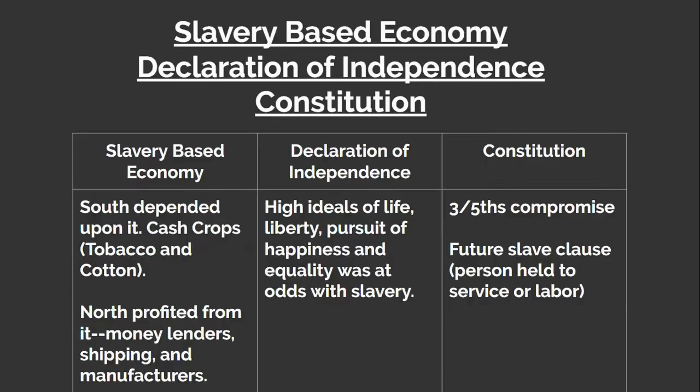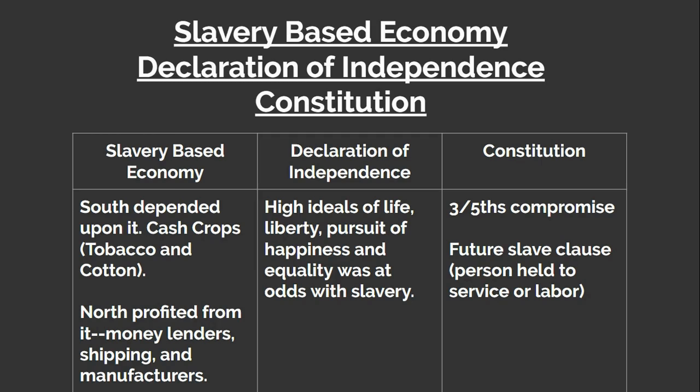So the first thing we want to look at, and this is kind of the base of the causes of the Civil War, is the slavery-based economy, the ideals of the Declaration of Independence, and the Constitution. So the slave-based economy goes back to the beginning of the colonies. The South depended upon it at first for its cash crop of tobacco, and then later on for cotton. And the North profited off of it in a variety of ways, via money lenders to those large plantations, the shipping that the cotton and tobacco provided, and the manufacturers later on, when we go through the market revolution, will be able to turn that cotton into clothes.